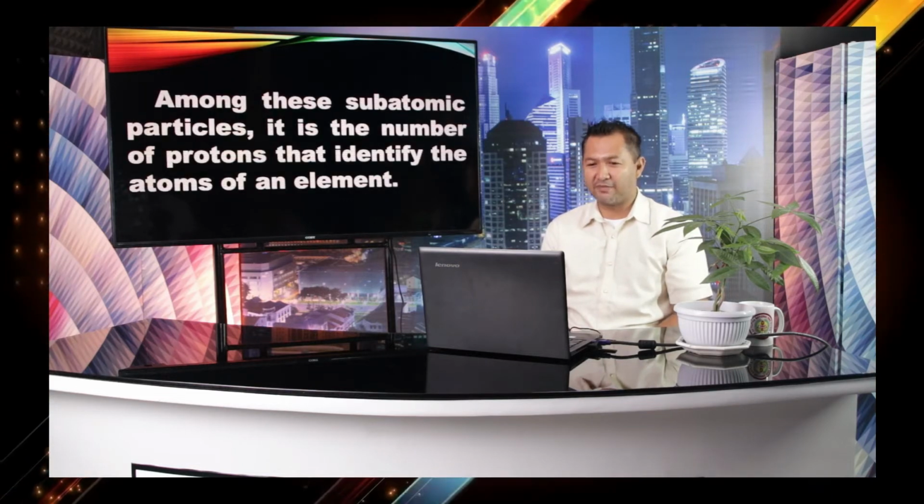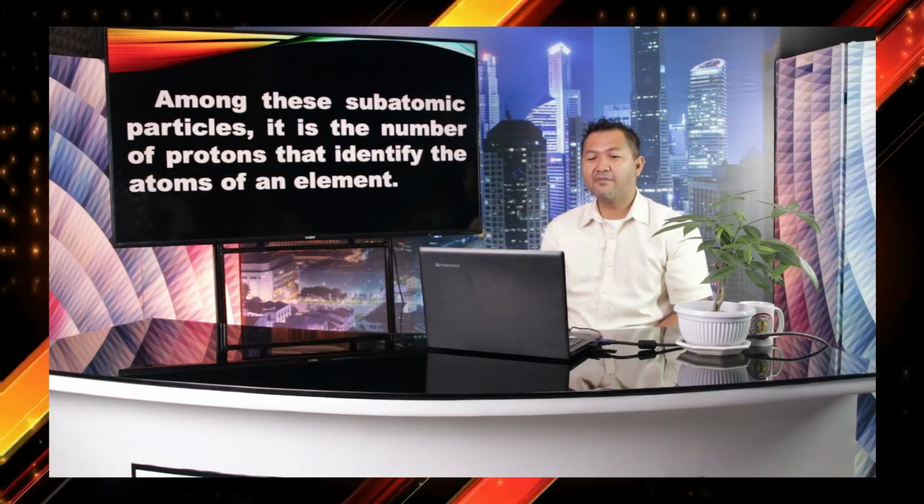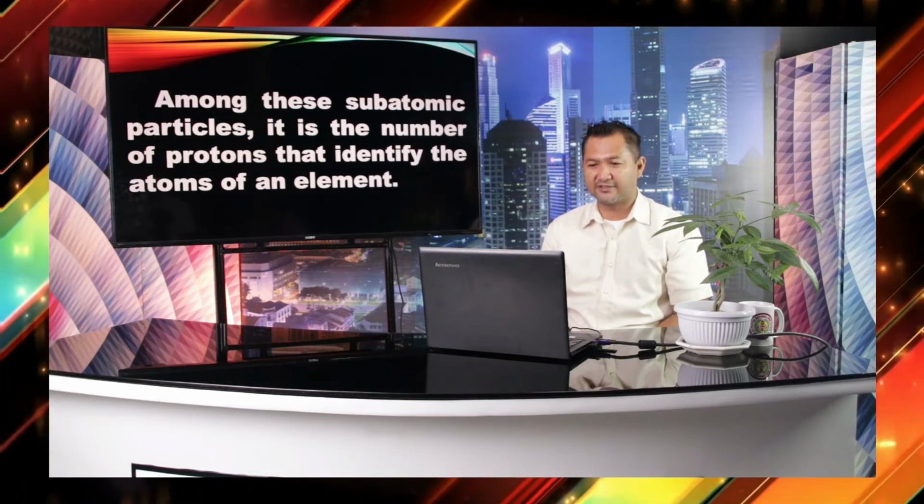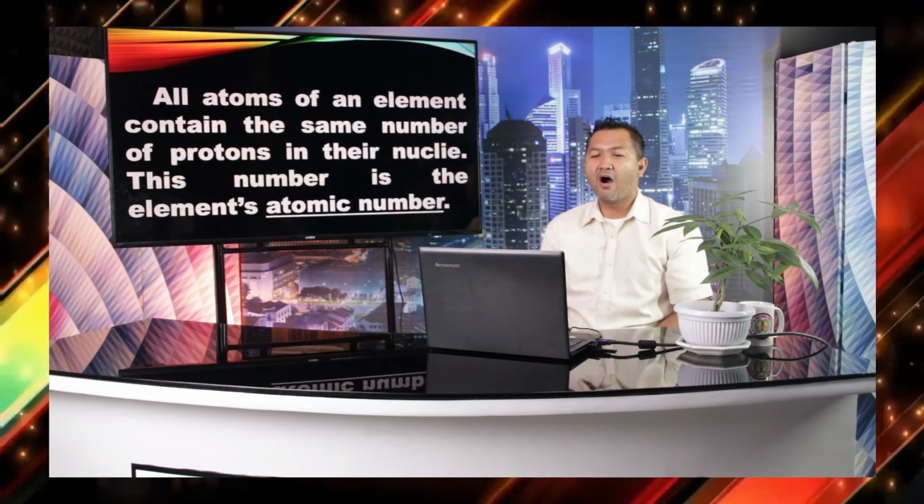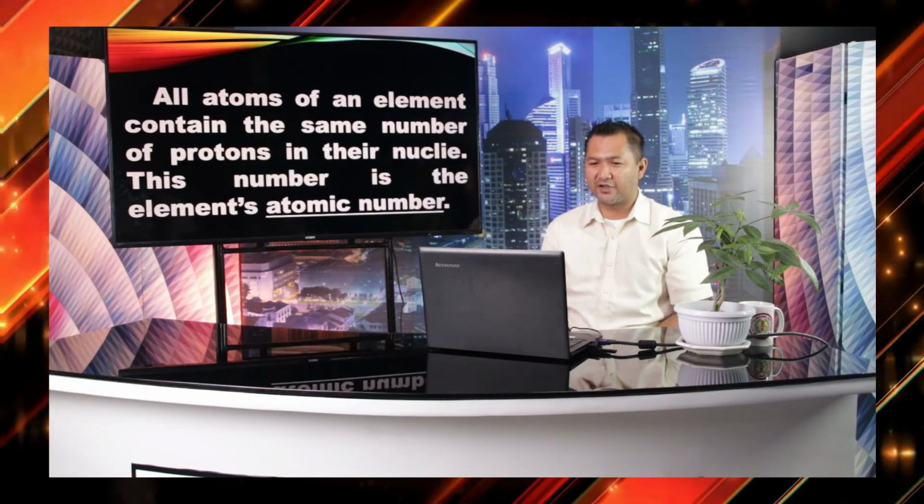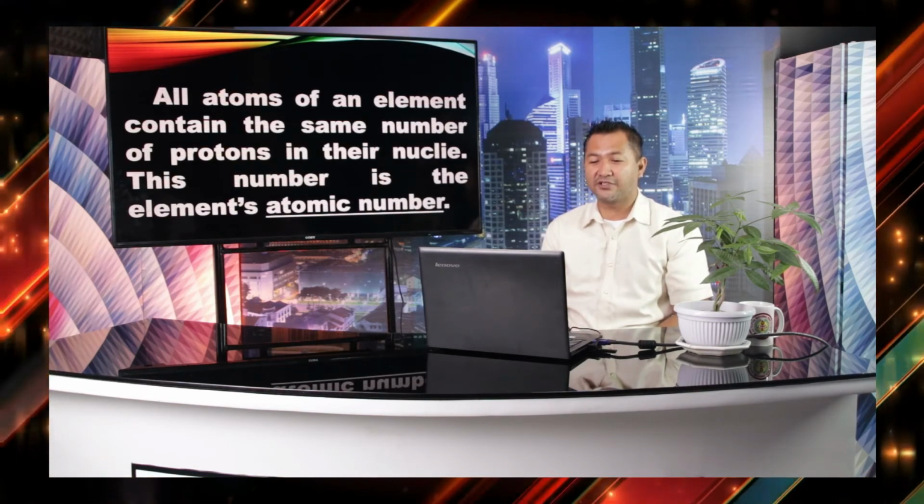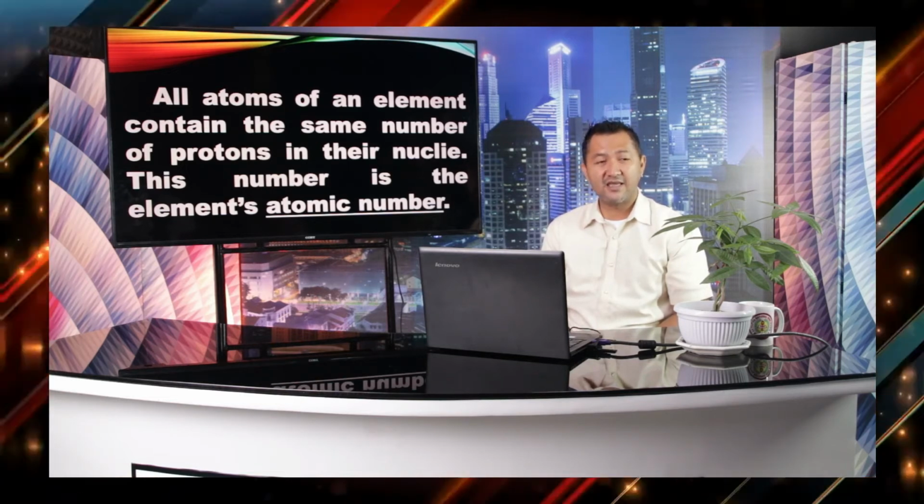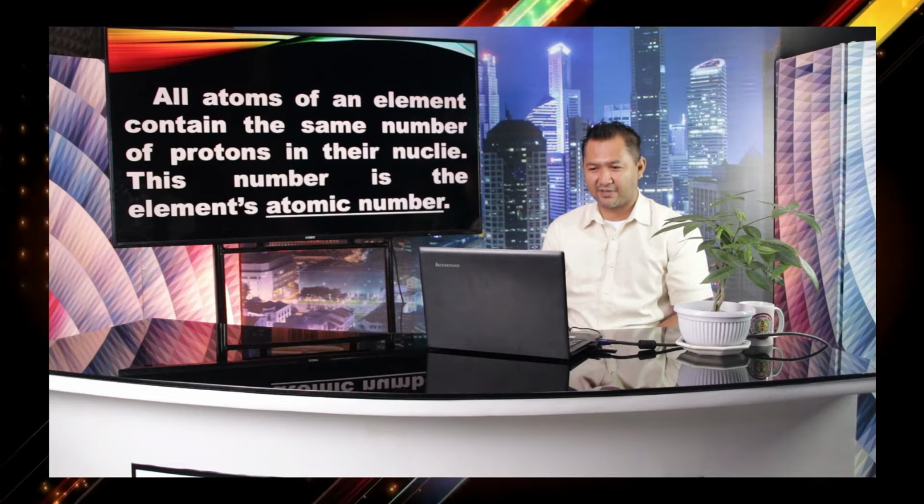Among these subatomic particles, it is the number of protons that identifies the atoms of an element. All atoms of an element contain the same number of protons in their nuclei. This number is the element's atomic number.